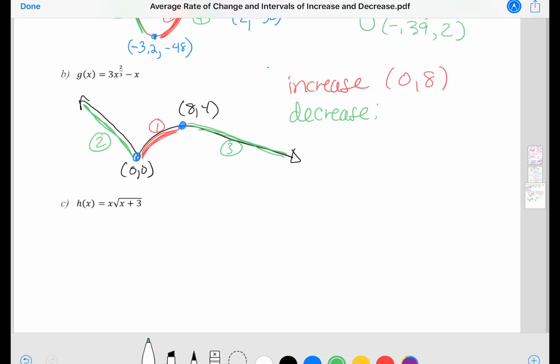Now I have two intervals of decrease. That's interval 2 and interval 3. So when I look at interval 2, I'm going to write that down as -infinity up to 0, union, and then interval 3 would be from 8 to positive infinity.